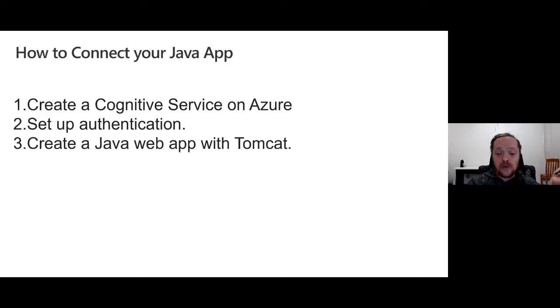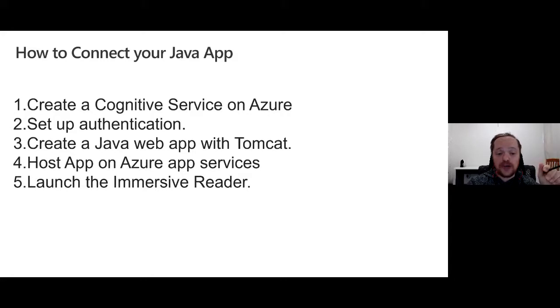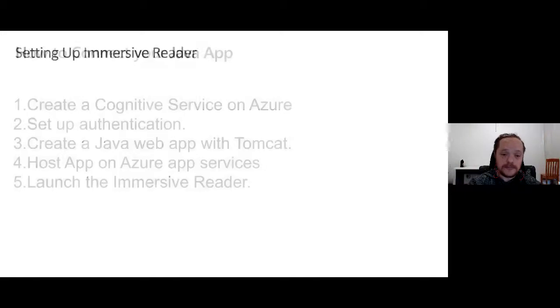We're going to create a Java web app with Tomcat. I've already created that. I'm going to go through it with you and see how it works. And then we're also going to look at how it integrates with the JavaScript on the front end. We're going to host it on Azure App Services. And then finally, we're going to launch the Immersive Reader. And hopefully, if everything runs fine, then it should actually go in and read it. And we haven't changed the underlying website. We've just connected to a cognitive service and made our site accessible.